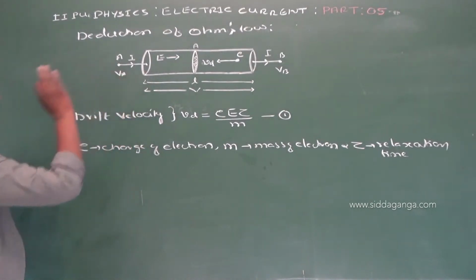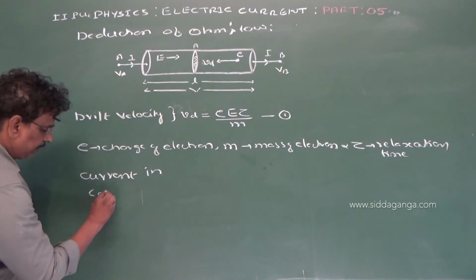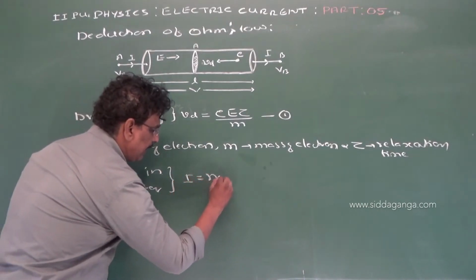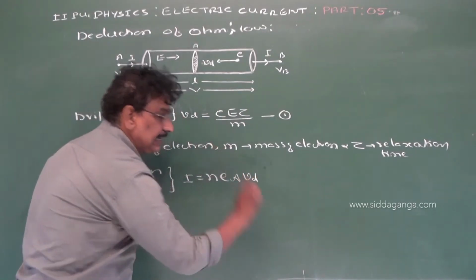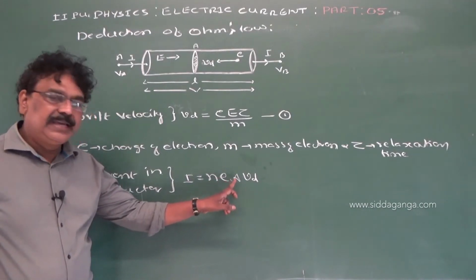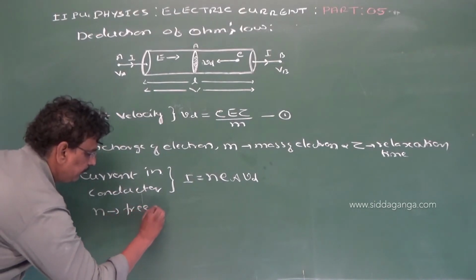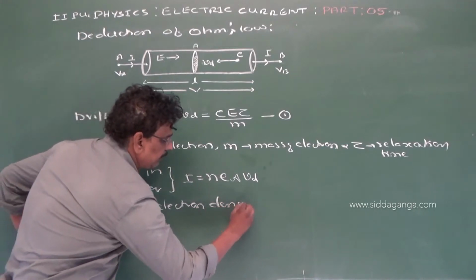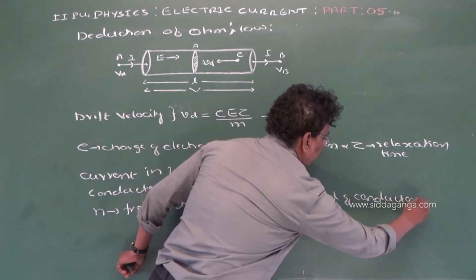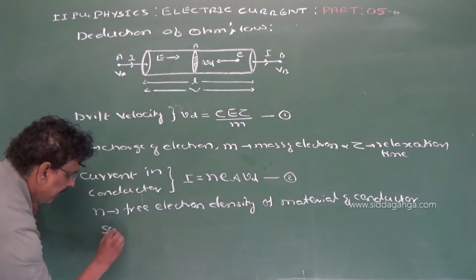Again, from the expression for current in the conductor, we have I is equal to n e A Vd. n is the free electron density of the material of the conductor, e is the charge of electron, A is the area of cross section of the conductor, and Vd is the drift velocity. Taking this as equation 2.